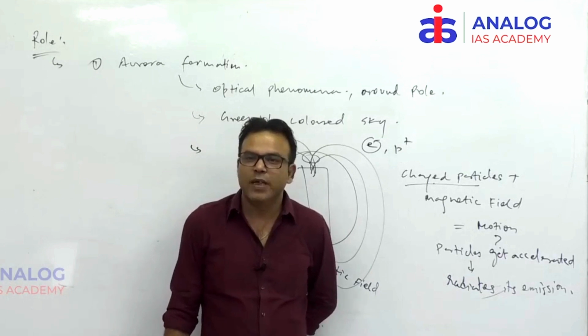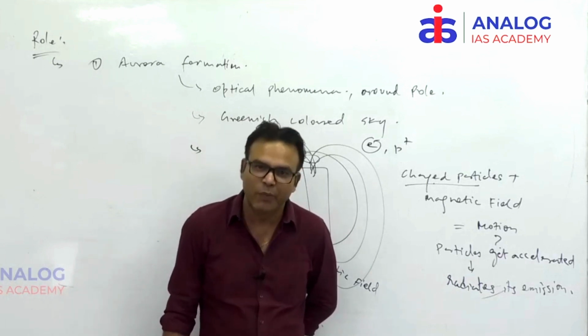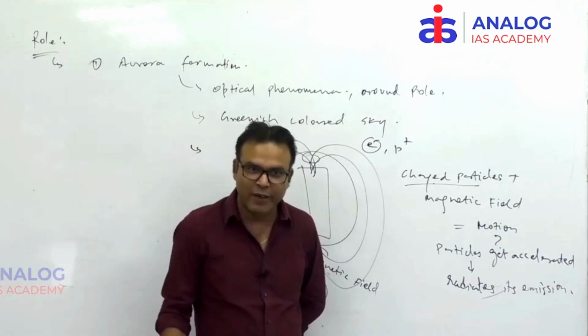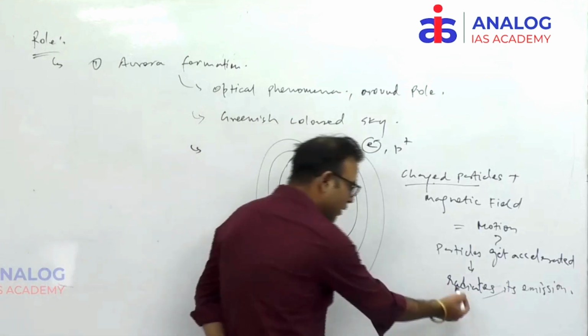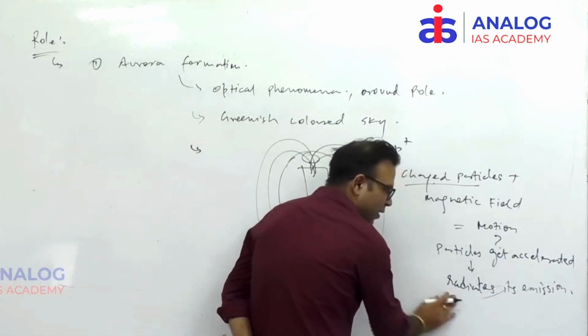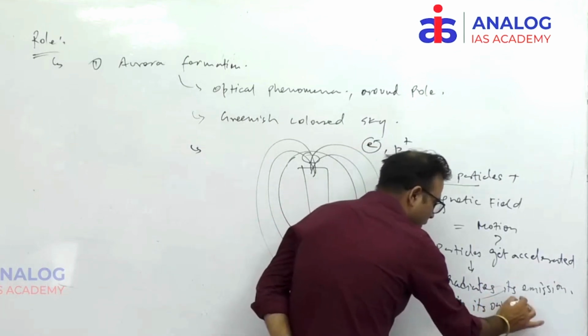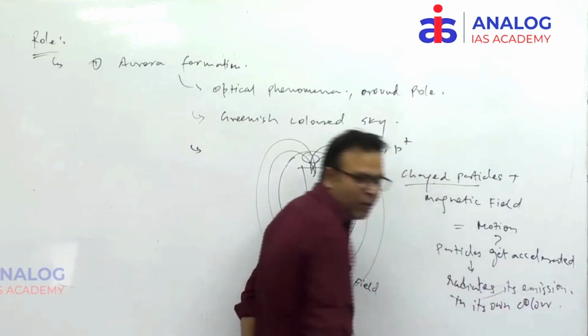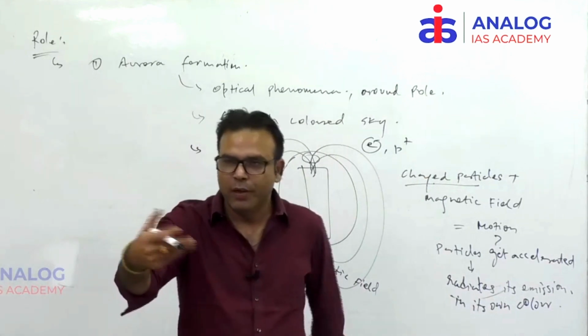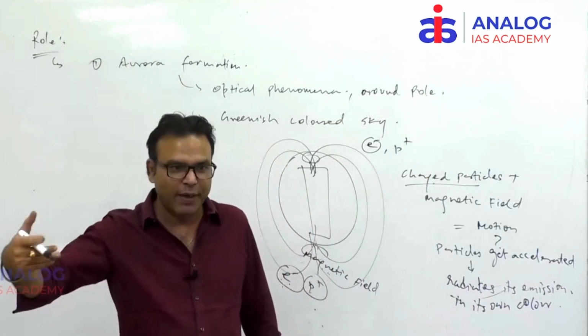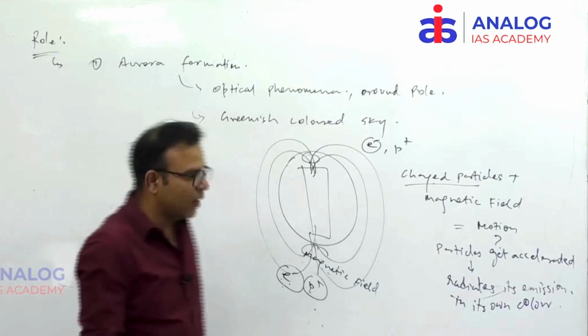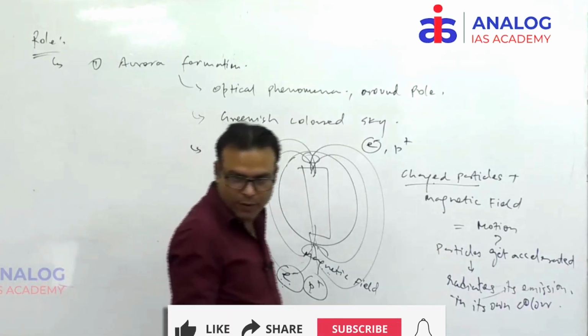And every emission has its own characteristic color. It radiates its emission in its own color. Emission means light energy, a different type of light. So what colored light is emitted? Greenish.